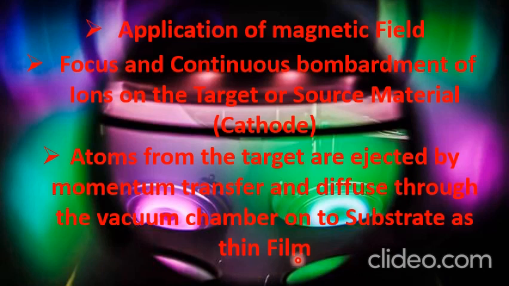Okay, dear student, please note that in simple words, the magnetic field results in the confinement of the maximum number of ions near the surface of the target or source material, which results in the removal of atoms from the target or source material. These atoms or molecules travel from the source material toward the surface of the substrate, and in this way we get the maximum amount of sputtered deposited thin film.